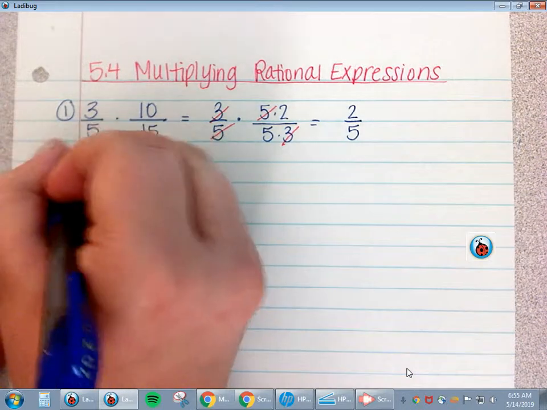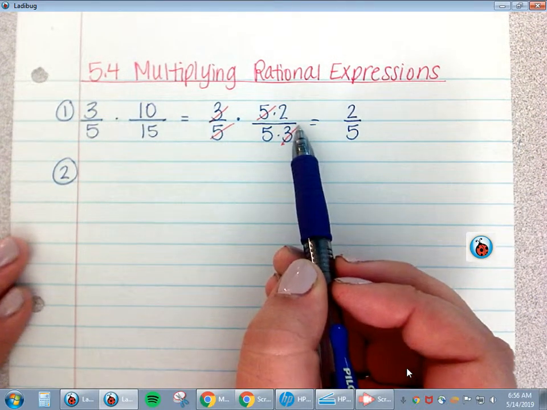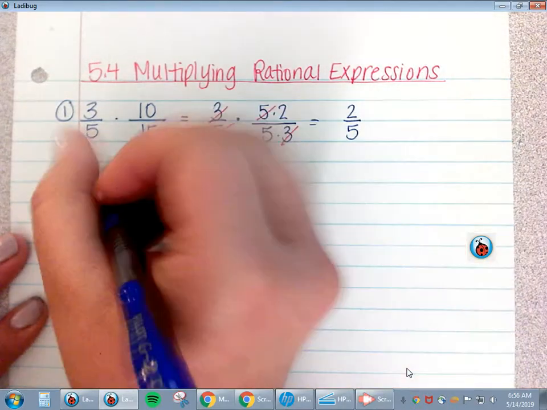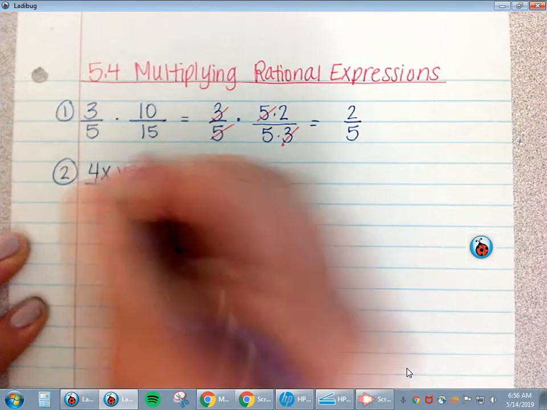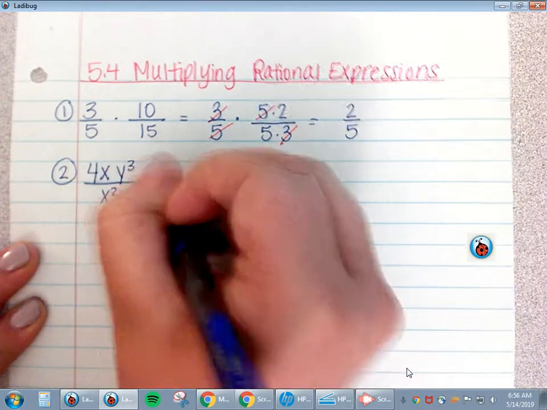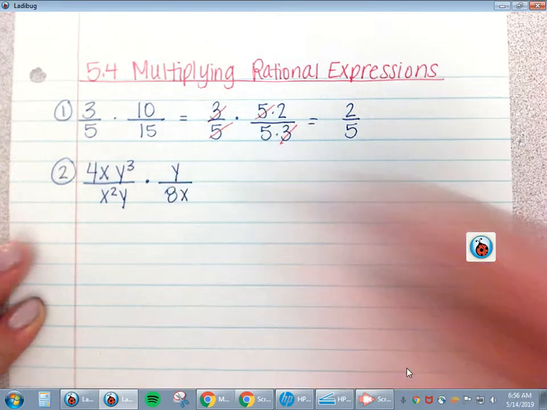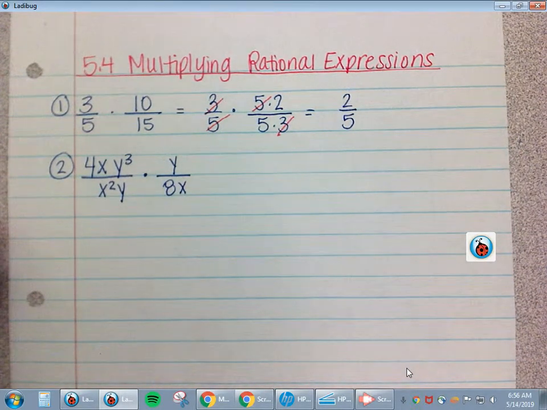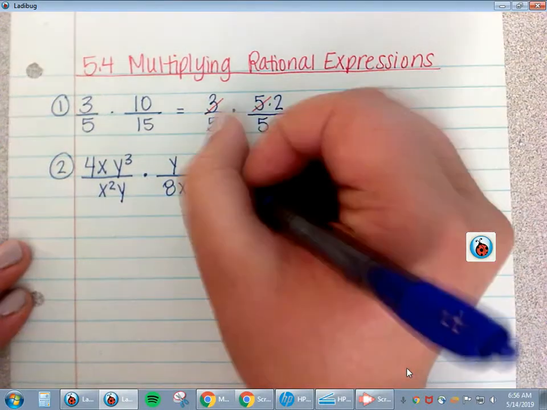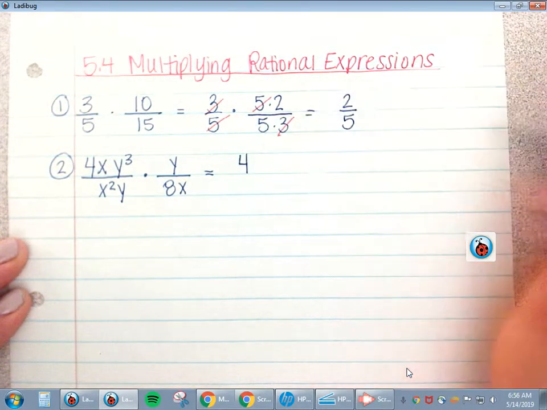We're going to start with factors that aren't just regular numbers. Instead, they're going to be rational expressions. So say I had something like 4x y cubed over x squared y times y over 8x. And I want to factor top and bottom and cancel. Well, these aren't like trinomials that I can normally factor. So if you want to on these ones, shove it all together into one line.